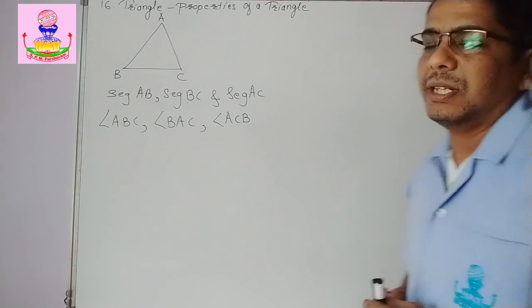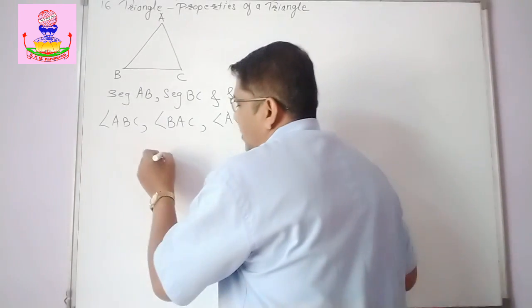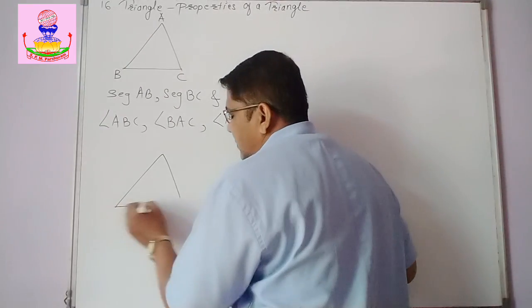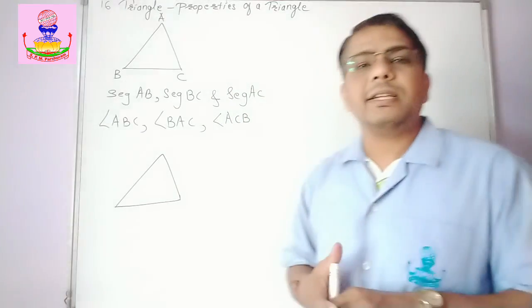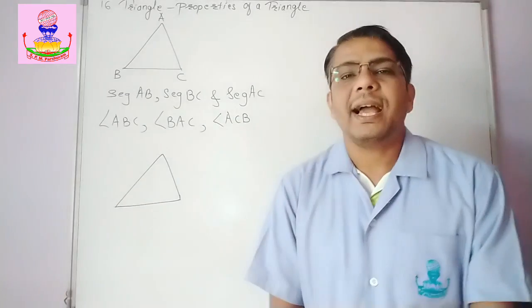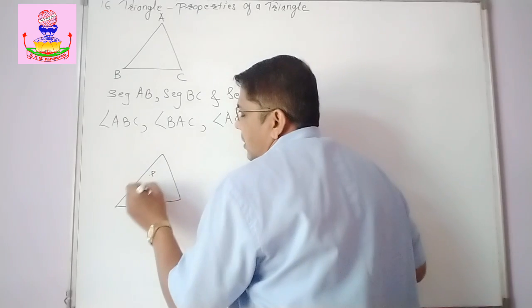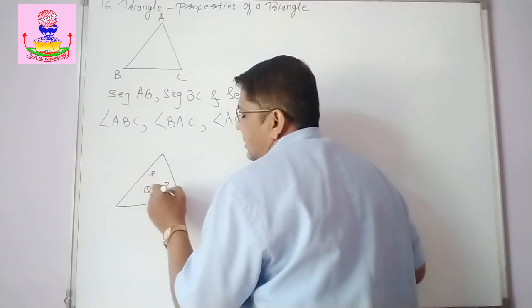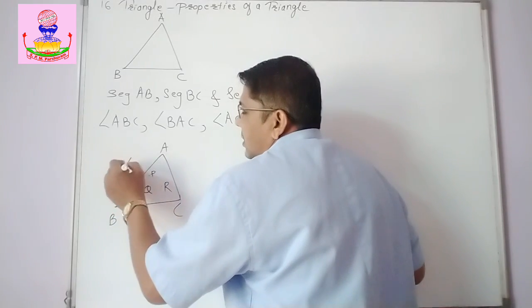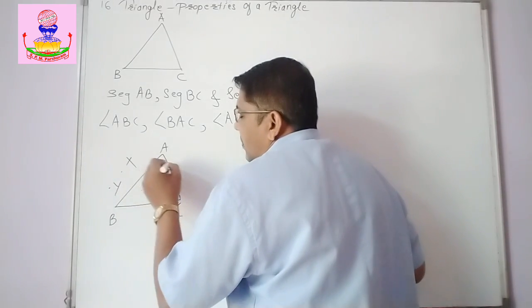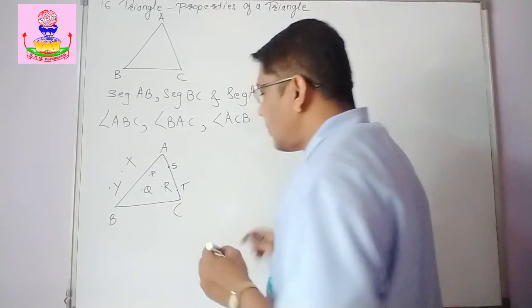Now let us study about the regions of the triangle. The area of triangle can be divided into 3 regions: exterior of a triangle, interior of a triangle and on the triangle. So suppose these are the points P, Q, R. Name of the triangle is ABC. Suppose this is point X here, here it is Y, here it is S, T.